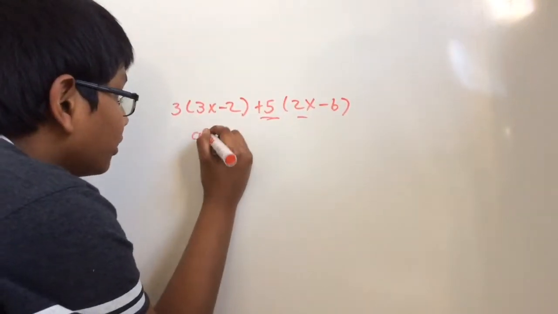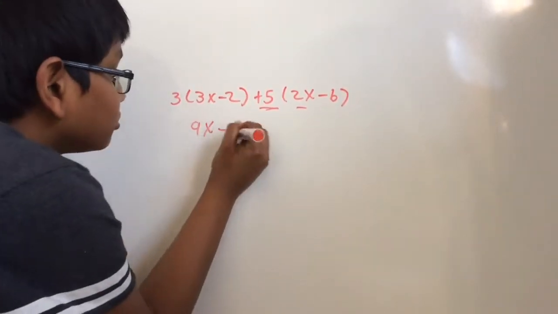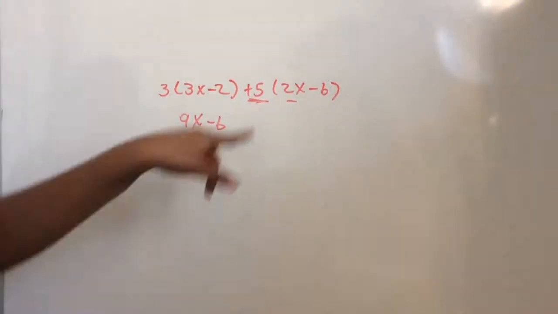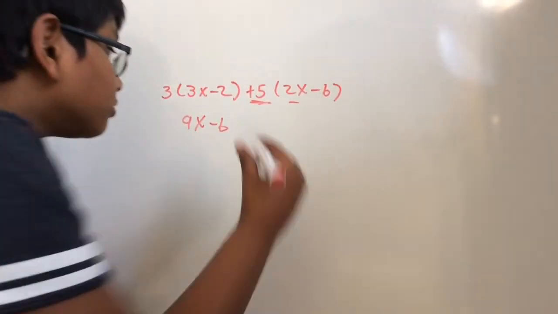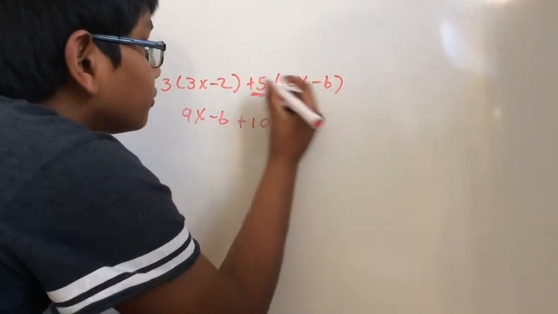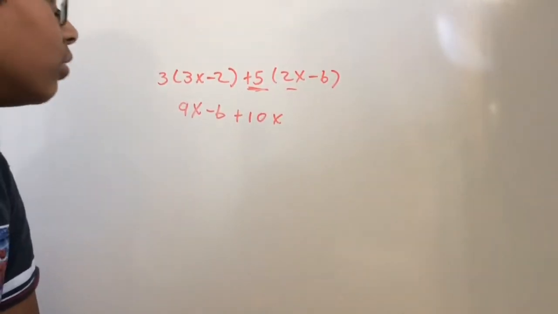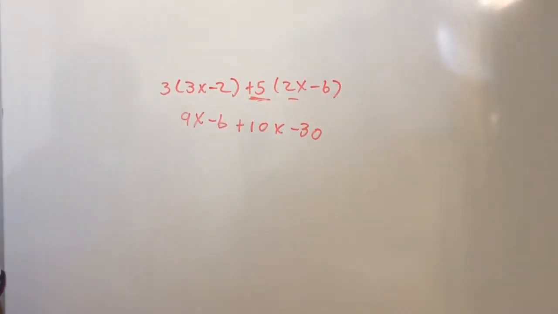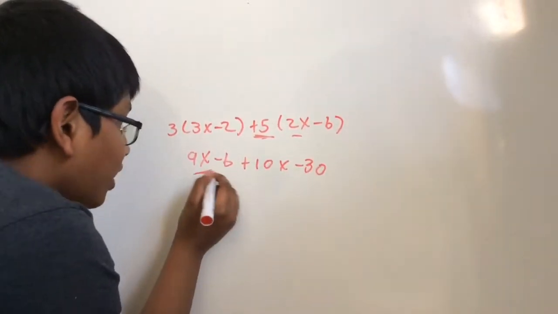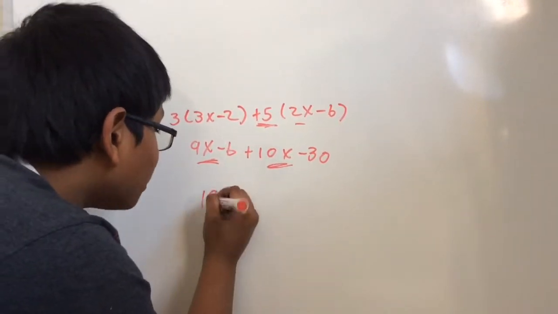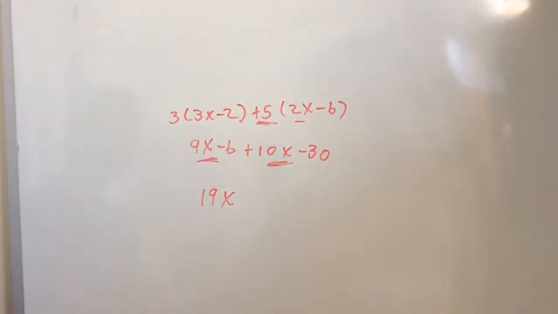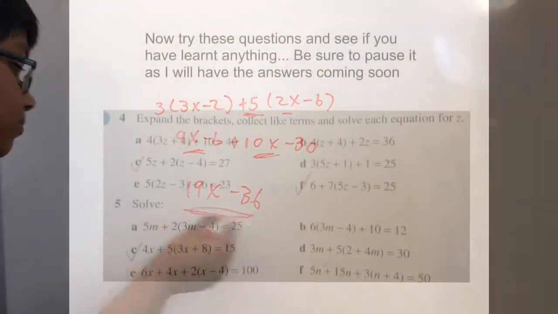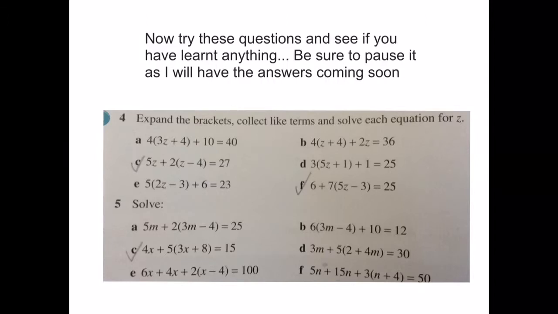3 times 3x equals 9x, and then 3 times minus 2 is minus 6. And then we have to do this one, so 5 times 2x is 10x, and then there's 5 times minus 6, which is minus 30. And now, see 9x and 10x, you can add them. So it's 19x, and then there's minus 6 and minus 30. If you add them together, it's minus 36. And that's the answer. Now try these questions and see if you have learned anything.